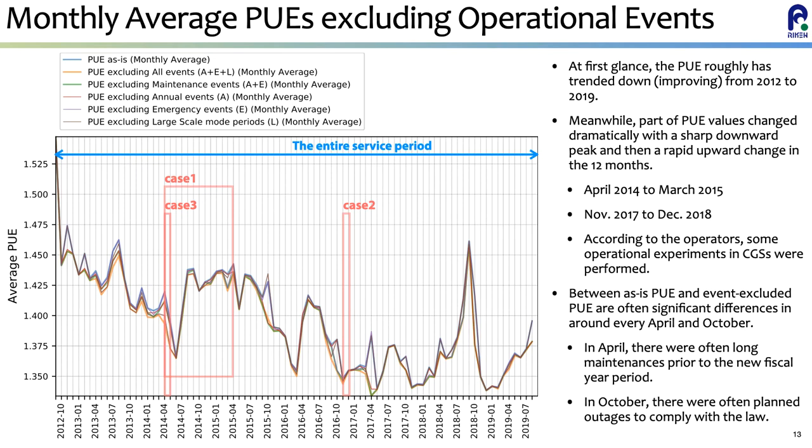Also, in October, there was often a planned outage to comply with the law. It spans about a week every year. Those cannot explain all the phenomena. However, we can understand one of the phenomena along with the operational context. To show metric behavior in more detail, we choose three cases which correspond to the red square in this figure, and we will show those in the next slides.